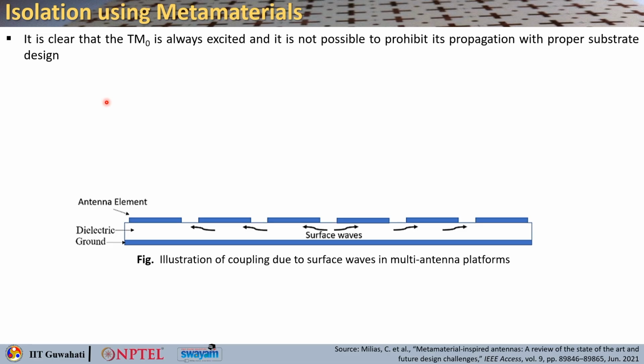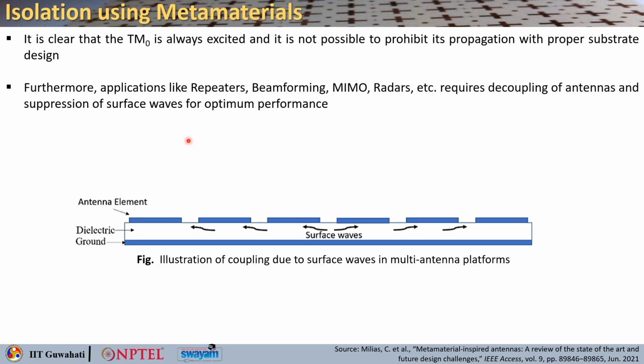So how do you obtain isolation using metamaterial? You can see here that this is basically a coupling due to surface waves in a multi antenna platform. These are the different antenna elements that you see here, this is the dielectric and this is the ground plane, and this is how surface waves are propagating. So it is clear that TM0 is always excited, and it is not possible to prohibit its propagation with proper substrate design.